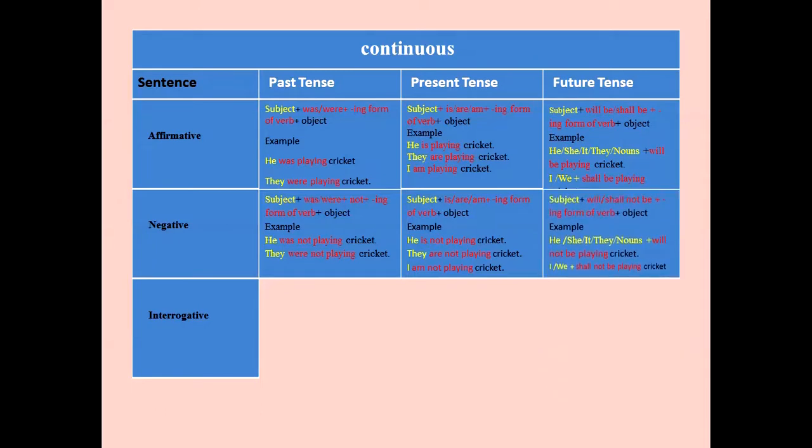Now look at the future tense. In the negative sentences, we have to add not after will and shall. He will not be playing cricket, I shall not be playing cricket.